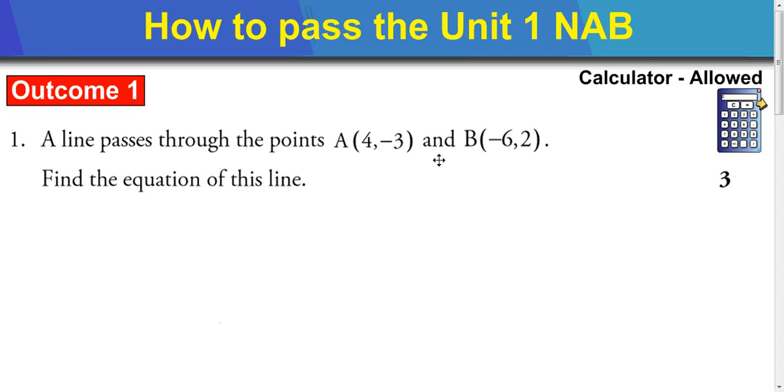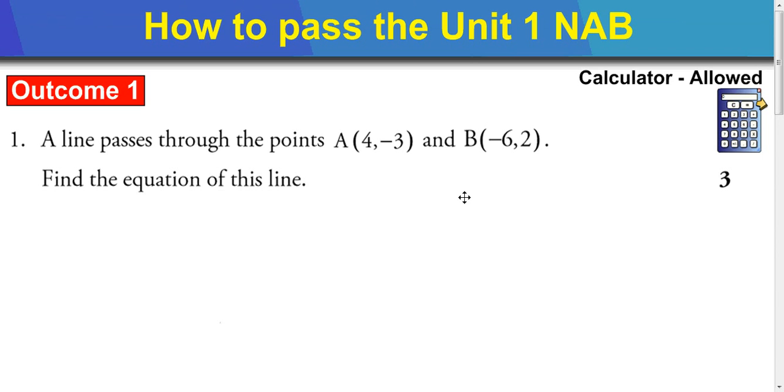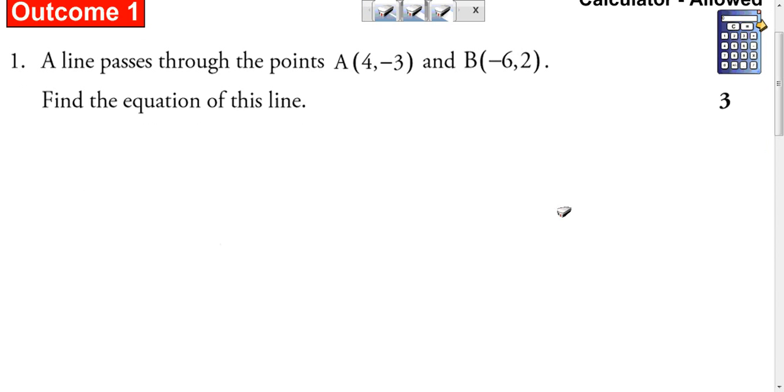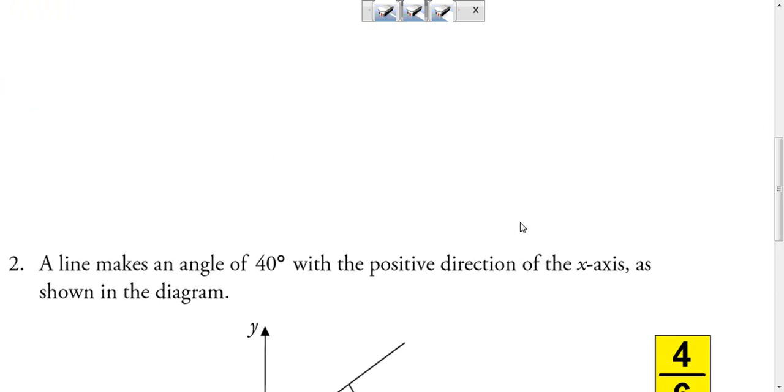In this video, we're going to look at how to pass outcome 1 of the Unit 1 NAB for higher maths. This is a straight line outcome, and it's not really that tricky. You should be able to pass this quite easily. You require 4 out of 6 to pass it.